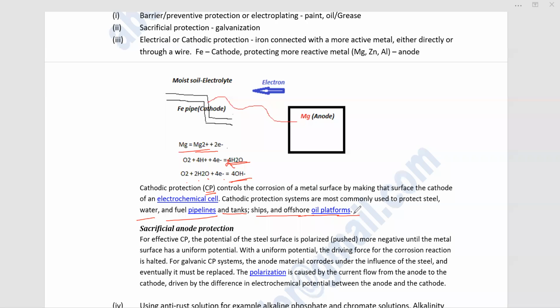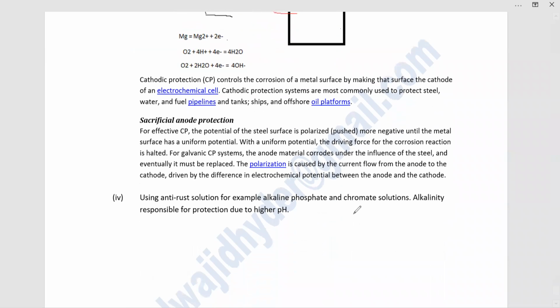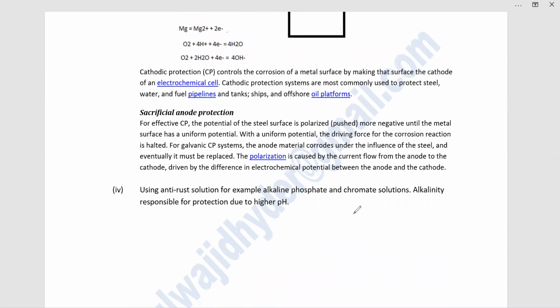Now, see here, sacrificial anodic protection is given there. So that is also like that cathodic protection. So just go through this, and if you have any difficulty, you can ask me further.